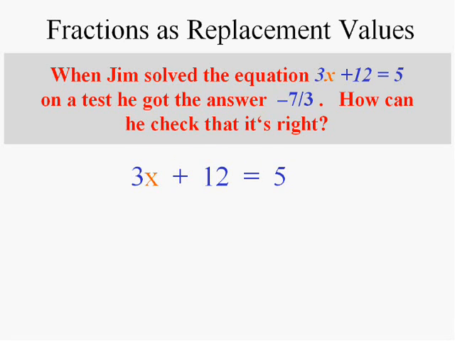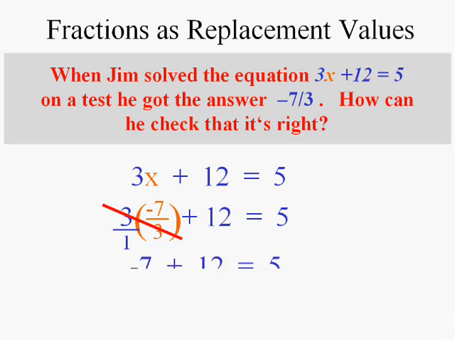Instead of x, I'll write -7/3. Now that 3 is the same as 3/1, so it's in the top. So it's really 3/1. Now I'll multiply, but before I multiply, I'll cancel. Okay, and what do I end up with? -7/1, which is really -7, isn't it? And -7 plus 12 does equal 5. So in this case, Jim got the answer correct, because the left side equals the right side.